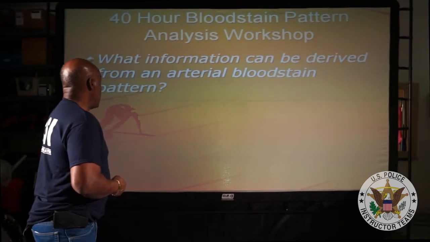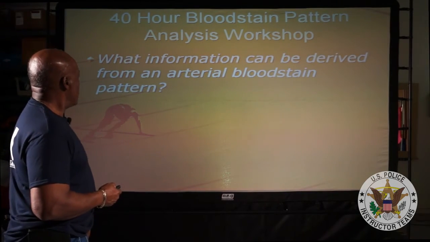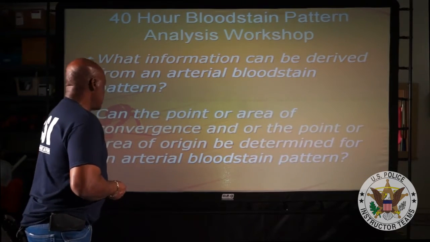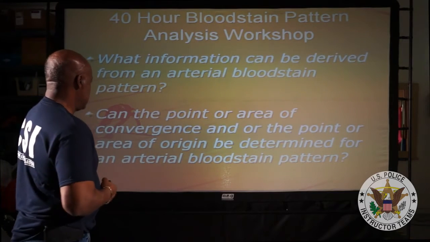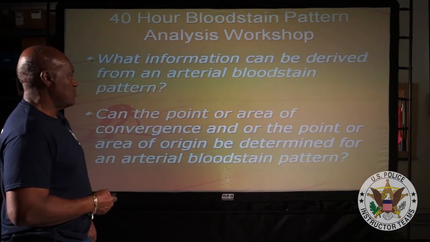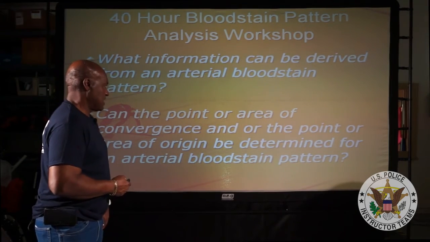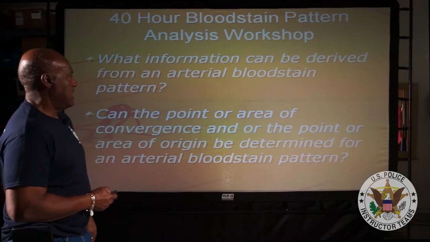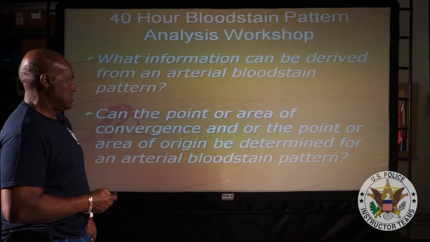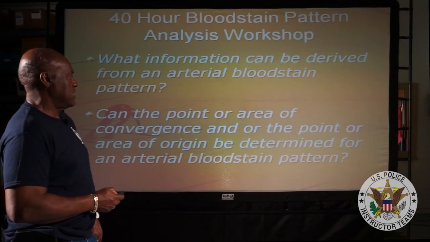What information can be derived from arterial bleeding? The location of the victim, the movement of the victim. Can the point or area of convergence of arterial bleeding be determined? It depends on what kind of stain. You can get a relative height, but you cannot do an exact distance because, again, the blood stains are coming out and they're affected by the force of gravity, so they're falling, they're actually going downward. So you can get a relative height, but you cannot get the exact location.